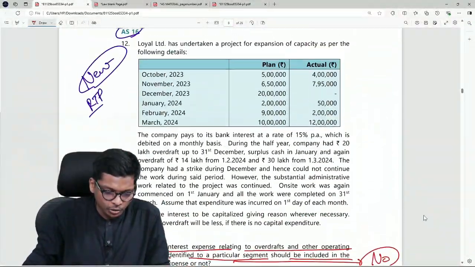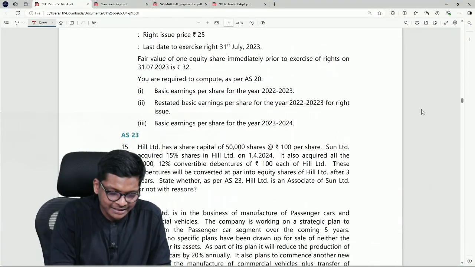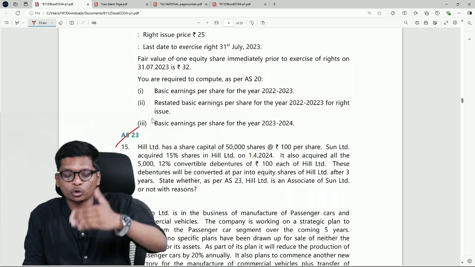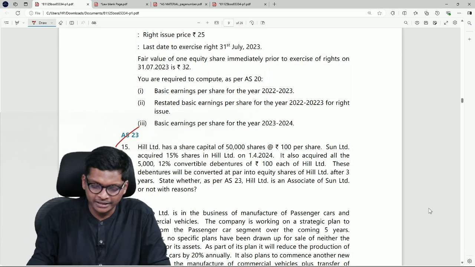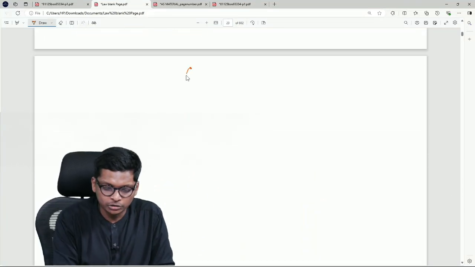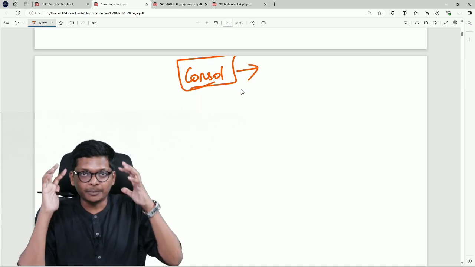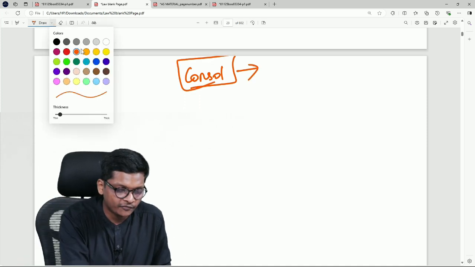Let me take up now AS 23 and then I will come back to the two questions in AS 16 and AS 20. Okay. AS 23 is part of consolidation. Yes, when I started I said consolidation is not there. I meant the big consolidation sum, 14 mark question.